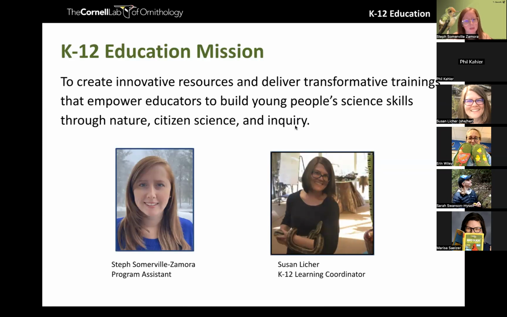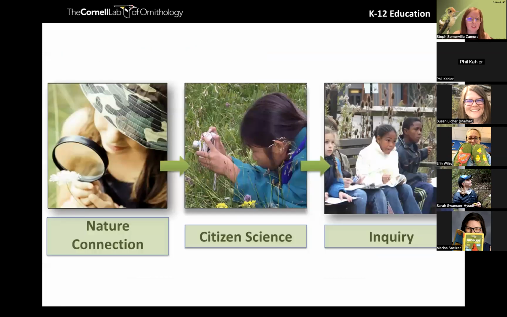This is a slide with our pictures. Susan is our K-12 learning coordinator, and I'm the program assistant. And our mission in the K-12 education team is to create innovative resources and deliver transformative trainings that will empower educators to build young people's science skills through nature, participatory science, and inquiry. Now, all of our resources and trainings focus on these three pillars, which are nature connection, participatory science, and inquiry.